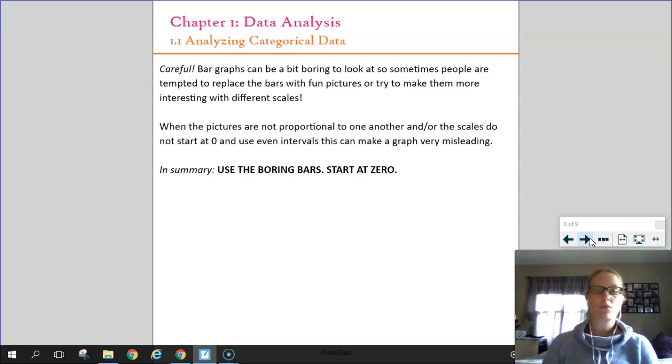When we're making bar graphs or pie charts, we want to be careful. You've probably seen bar graphs throughout your mathematical career, beginning as early as elementary school. You might think that over time they can be a bit boring to look at, so sometimes people are tempted to replace the bars with fun pictures or try and make them more interesting with different scales. We will never want to do this in our AP statistics class. When we use pictures that are not proportional to one another, or use different scales that do not start at 0 or grow up by even intervals, this can make a graph very misleading. In summary, use the boring bars in the bar chart and start your vertical axis at 0 every time.